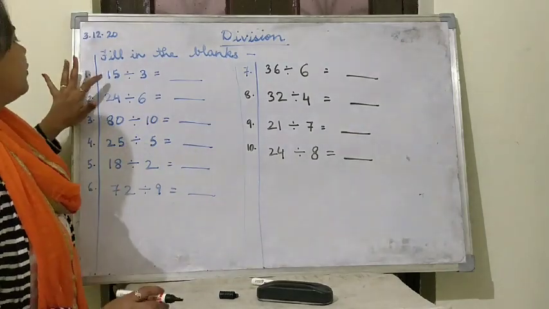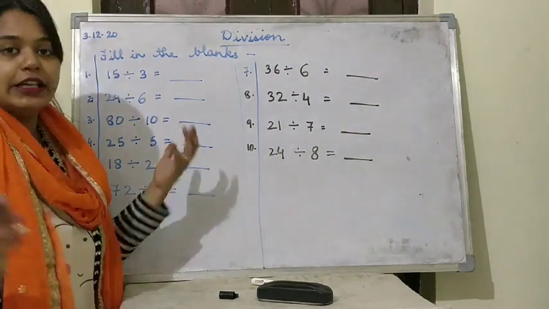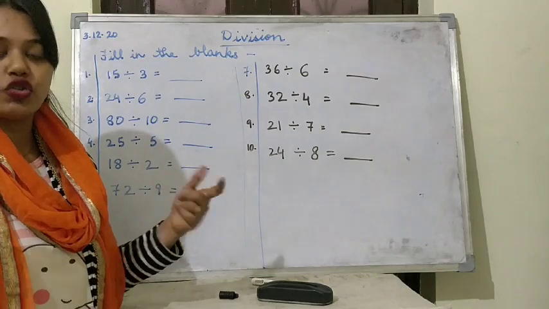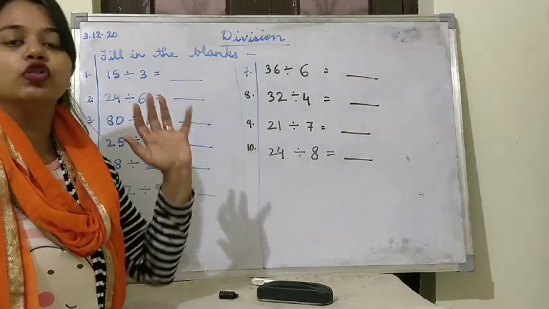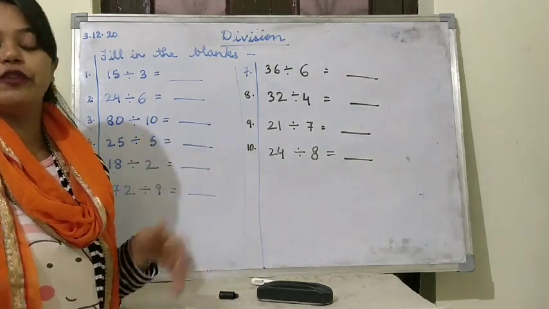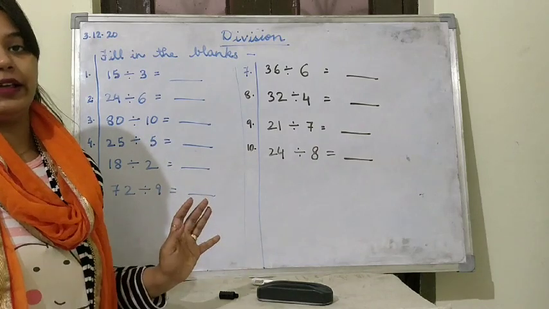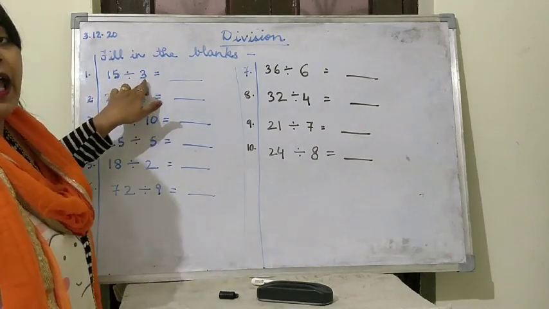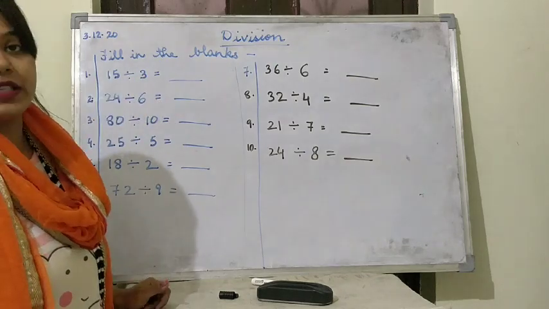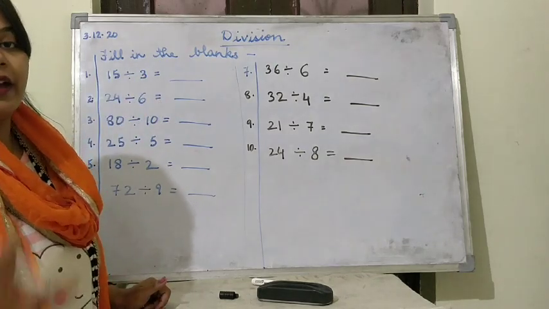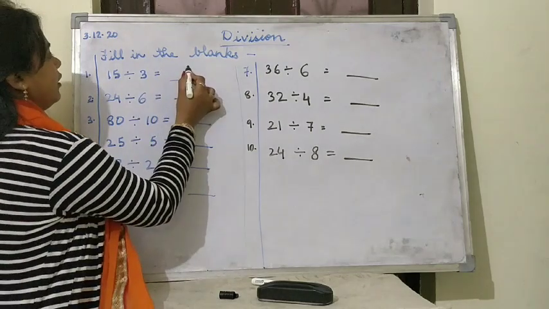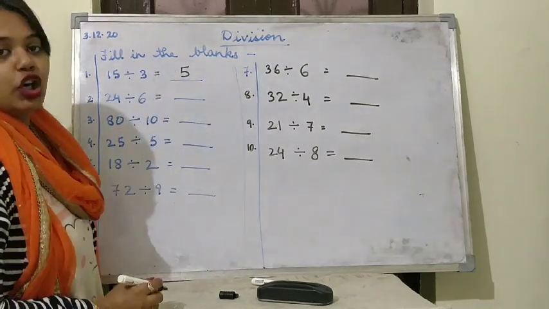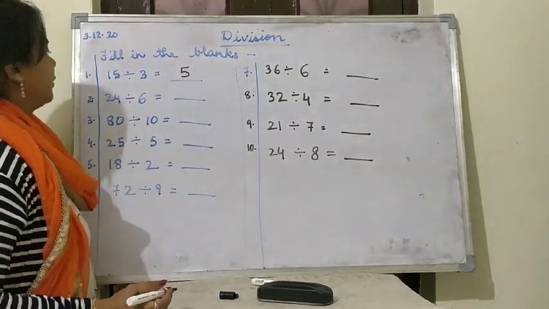So 15 divided by 3. These are quick calculation questions which you can do automatically if you know the tables. But if you don't know the tables, then you can't do anything. So 15 divided by 3. Now in the table of 3, in how many times does 15 come? 3 5s are 15. So the answer or the quotient is 5 here.